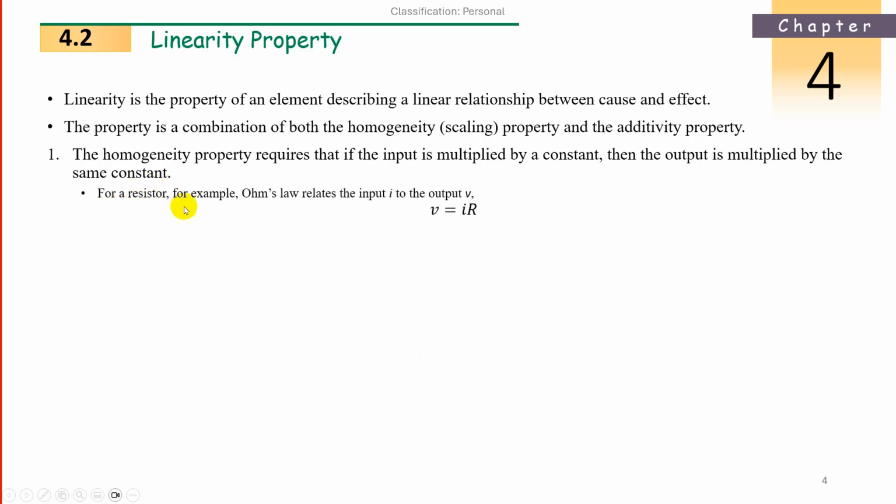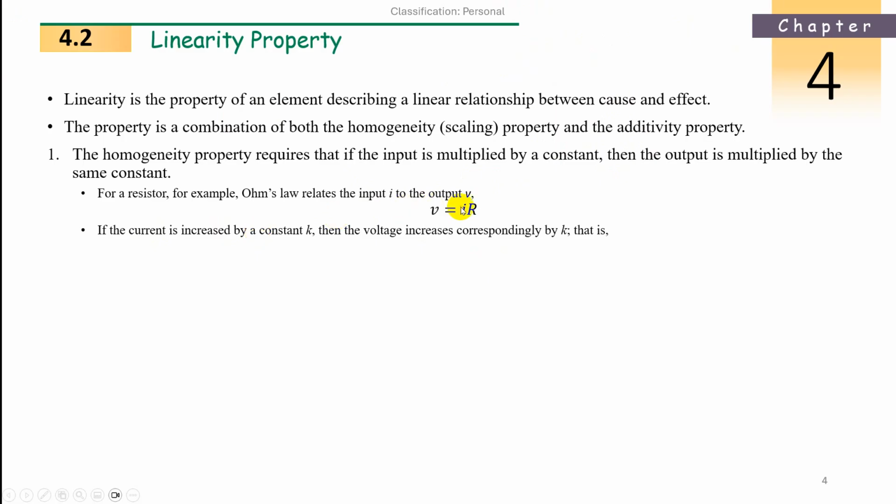For a resistor R, Ohm's law relates the input I and the output V. So V is equal to IR. This is a particular resistor, which is a fixed one. For this fixed resistor, if I change the voltage with an X multiplication, then I must be increased X times. If I am increasing V X times, then I must be increased X times. If the result comes the same, then it is called linear or homogeneity, you can say. This is the first part of linearity.